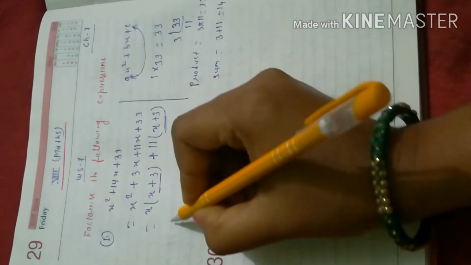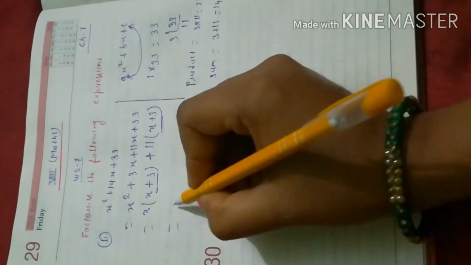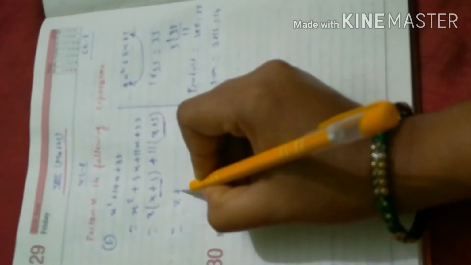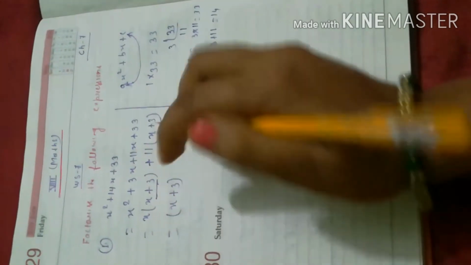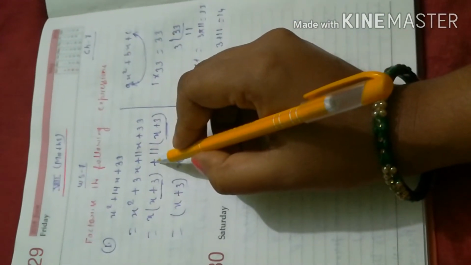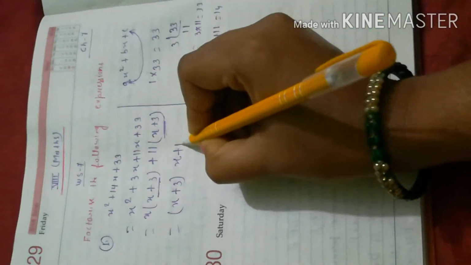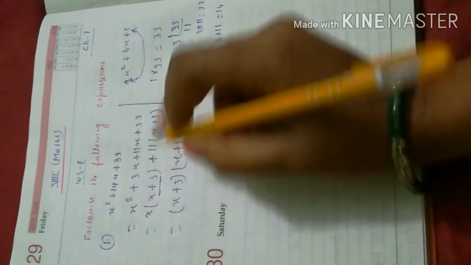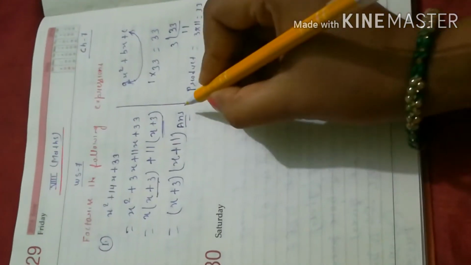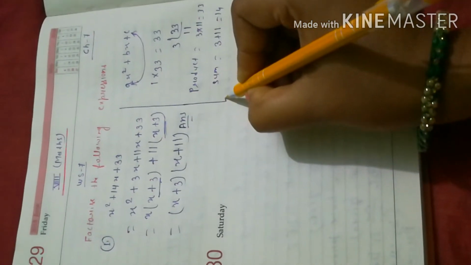So we write the common term only once, x plus 3, and from here x is left, so we write x, and from here 11 is left, so we write 11. In this way we have done question number 1. Similarly we can do all the questions. It is our rough work.